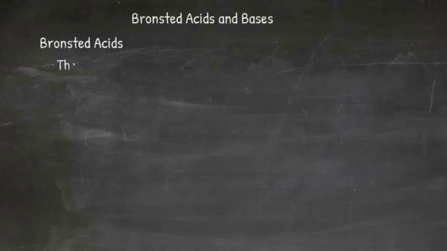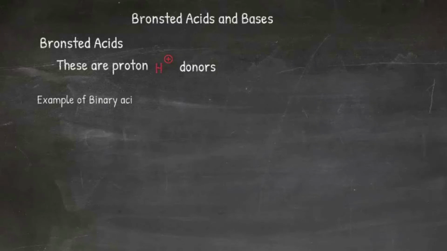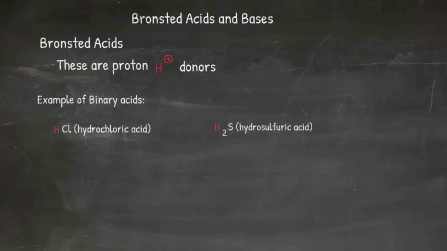Bronsted acids and bases. Bronsted acids are proton donors. Here are some examples of binary acids: hydrochloric acid, hydrosulfuric acid. Notice that it contains a hydrogen and a different element. There's a hydro prefix and an ic suffix.